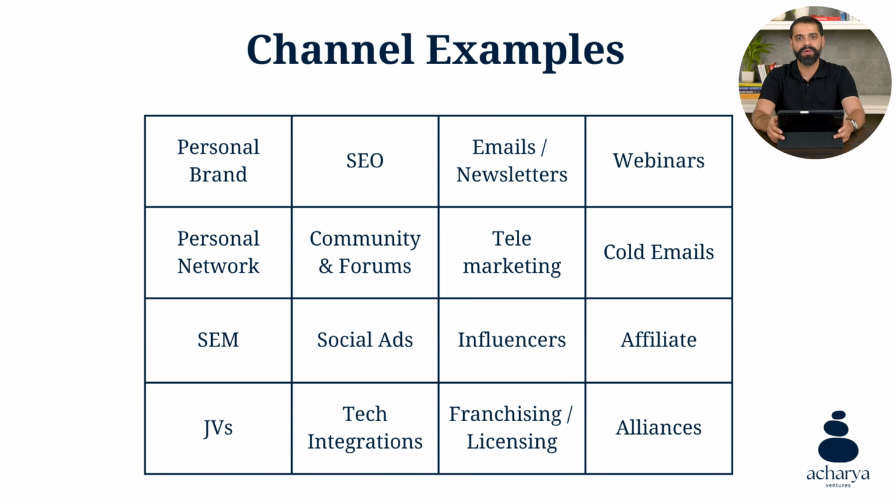So a few examples of the channels that are available. You could use your personal brand, your personal network. SEM stands for search engine marketing, basically on the likes of Google and Bings of the world, where you pay and advertise. JVs refer to joint ventures or partnerships. SEO is the organic way of bringing traffic. You see, when you search for something on Google, there are so many pages that you can go onto. How you rank on top of them ensures that you get more or less traffic based on where you are ranked, and that is SEO.